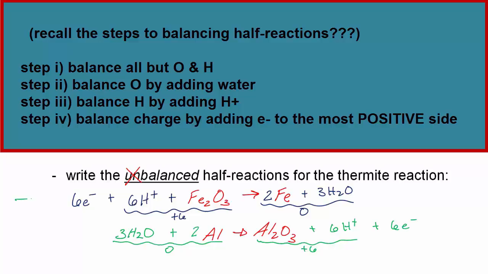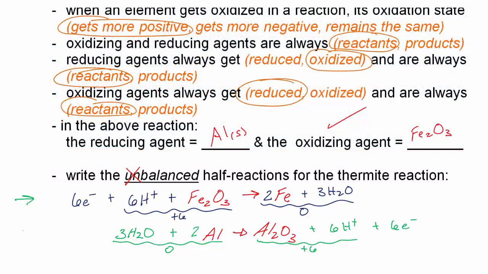So one reaction is consuming electrons while the other half reaction is producing electrons. So can you see that the reducing agent gets oxidized? The reducing agent gets oxidized because it gives up electrons. The oxidizing agent, this compound, reacts with electrons and gets reduced.